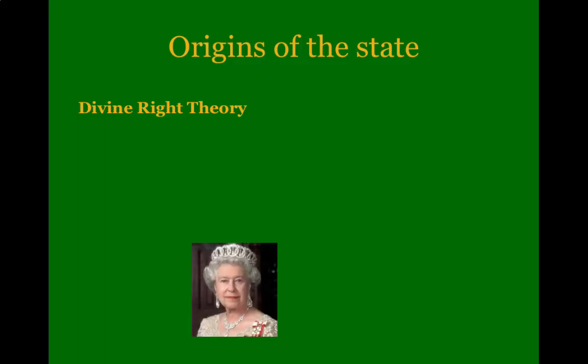This is the third theory of origin of the state, this idea of a divine right theory. And I've put a picture of Queen Elizabeth II, who is currently the Queen of England. And she truly believes that God created the state, God made the state sovereign, and the government is made up of those chosen by God to rule this certain territory. And then the population must obey the ruler.